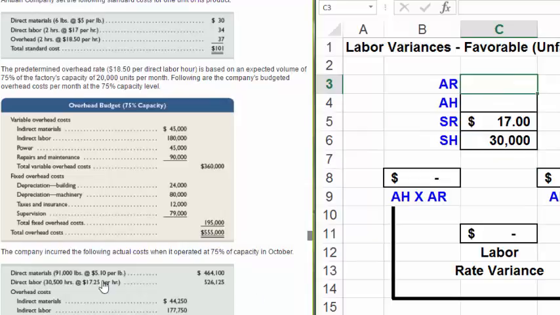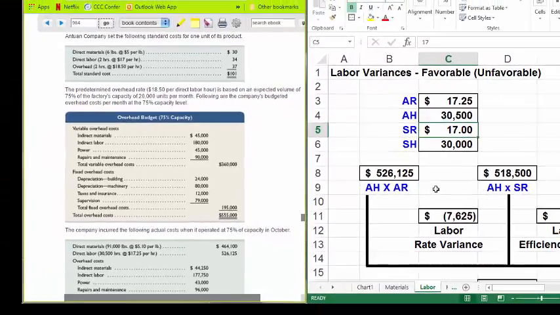Now our actual rate will be $17.25. We'll pull that from what was actually incurred. And then our actual hours was 30,500 hours. And you'll see here, all we did was multiply our actual hours times our actual rate. We get a total here. And our actual hours times our standard rate, we get a total here. And again, because the actual rate is more than our standard rate, that's going to be an unfavorable labor variance.